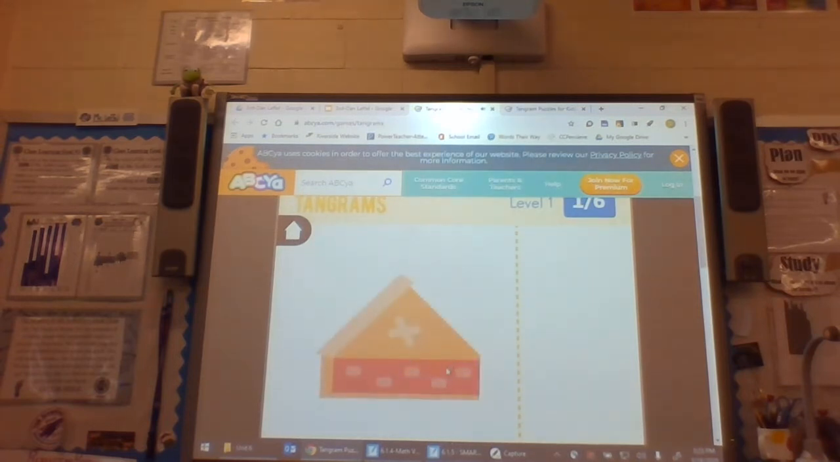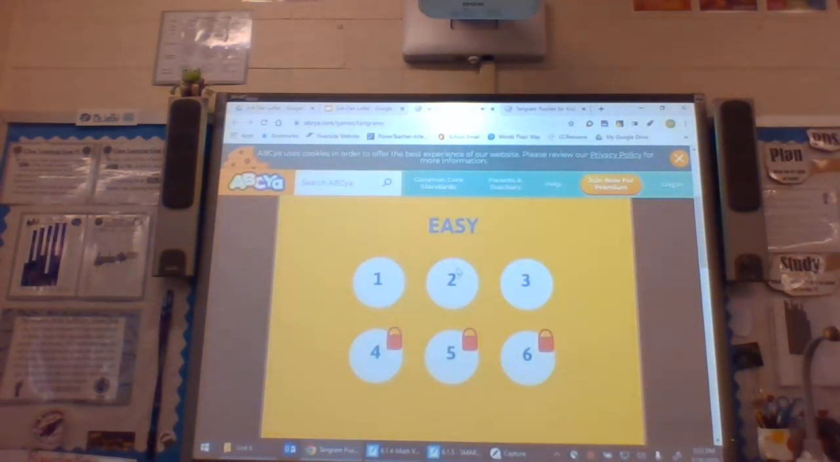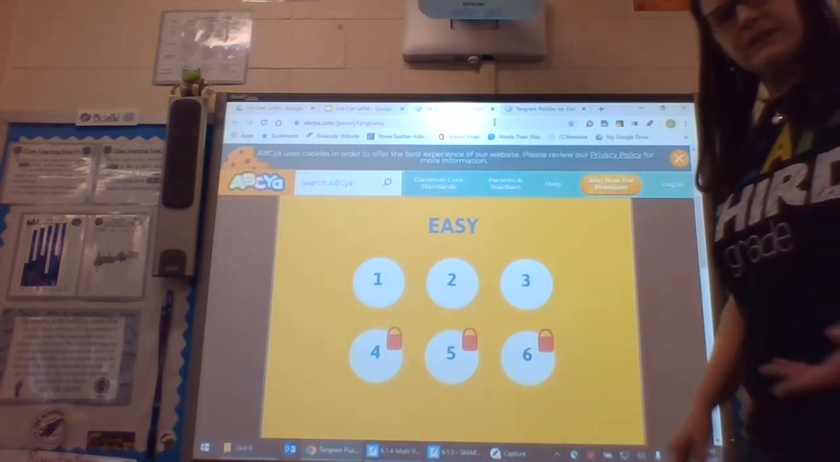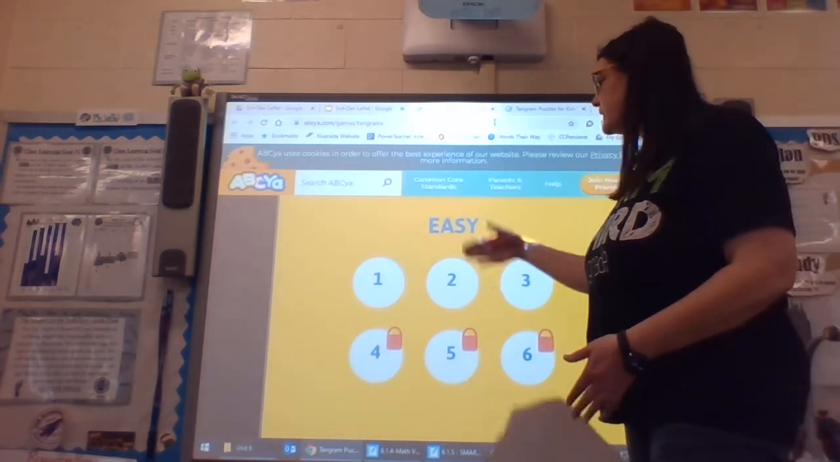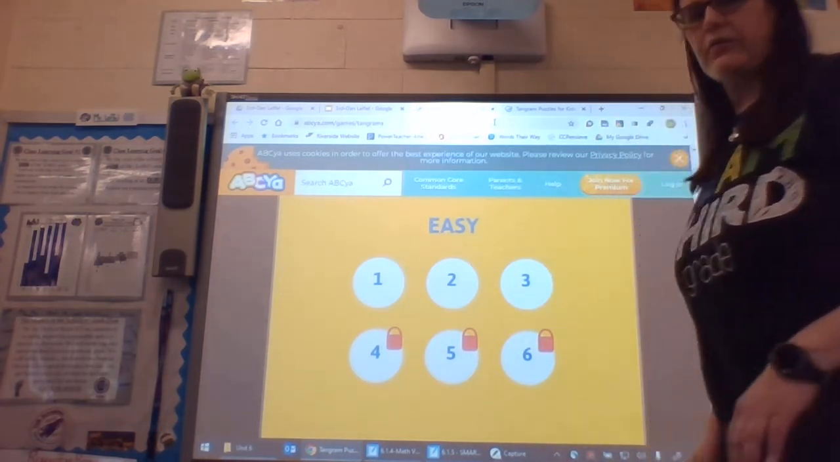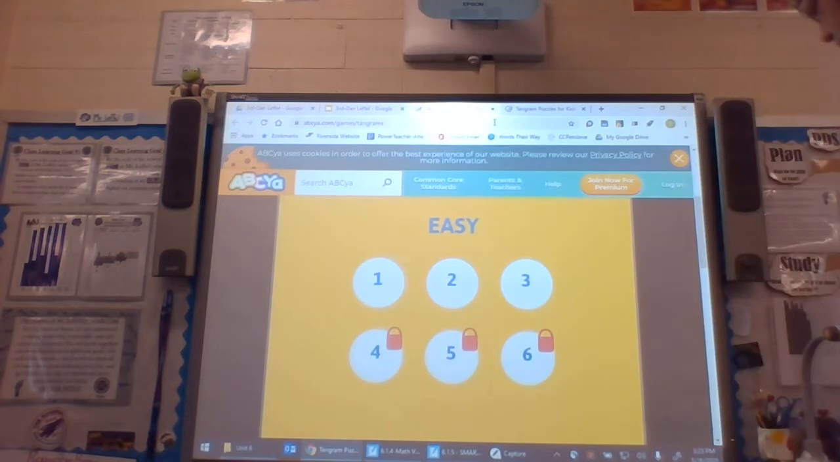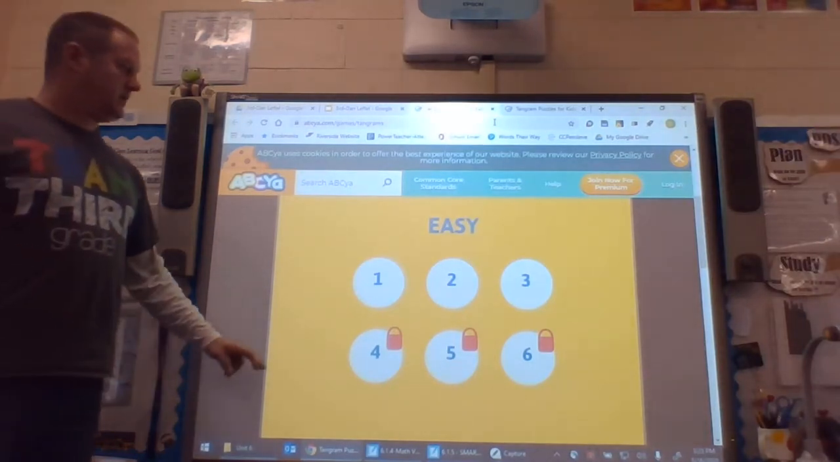it creates that shape. And then you could move on to level 2 and level 3 and so on. So that's just kind of a little fun activity that you're able to do with tangrams or play with, but it's not something you have to do. Mr. Leffel, on to you.